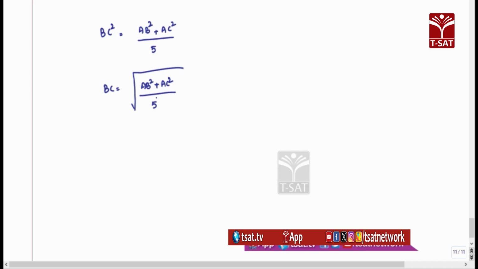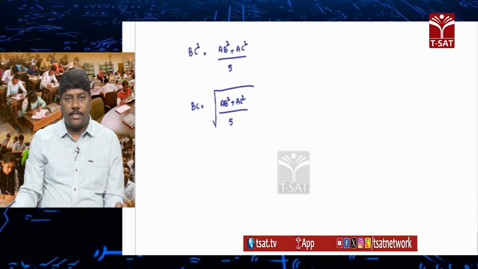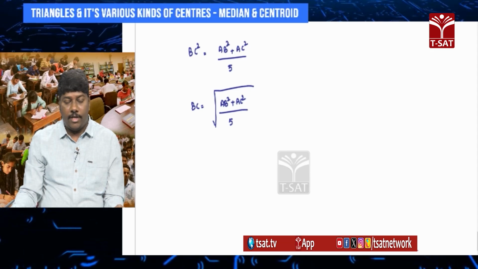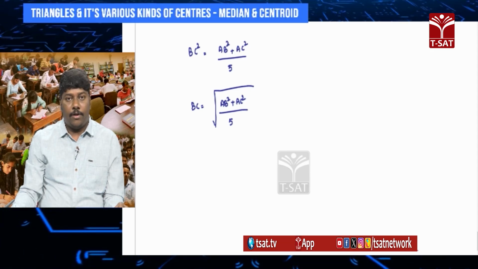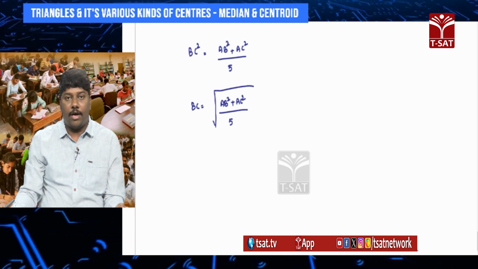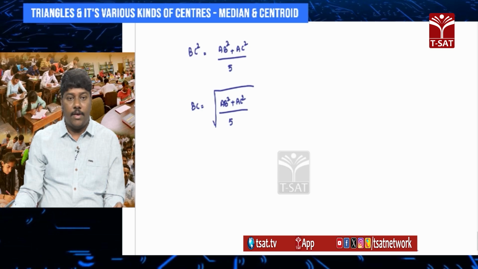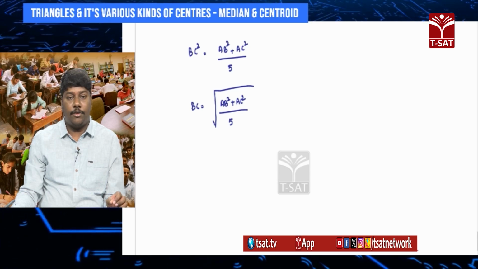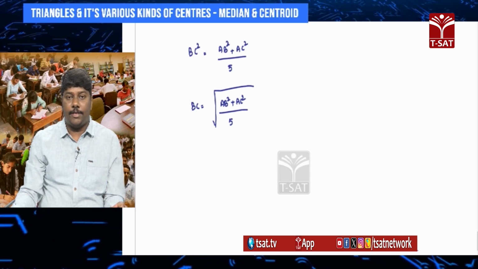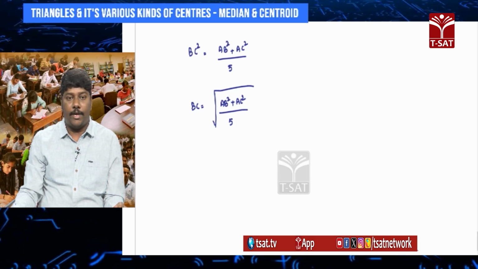So, when medians are perpendicular to each other, this derivation will be most helpful to you. When medians corresponding to two sides are given, remember, in order to find the length of the third side, the length of the third side is equal to the square root of the sum of squares of the other two sides divided by 5. Here the other two sides corresponding to the medians given are AB and AC. So, BC is equal to the square root of (AB square plus AC square) by 5.